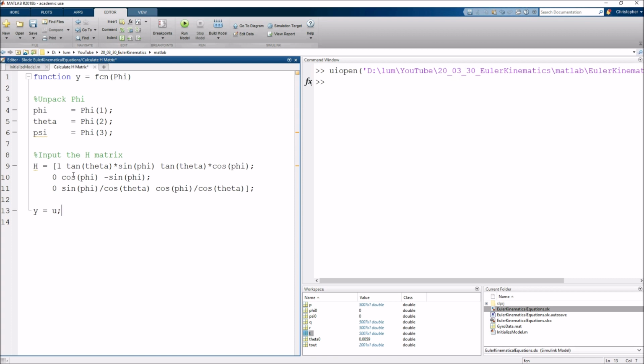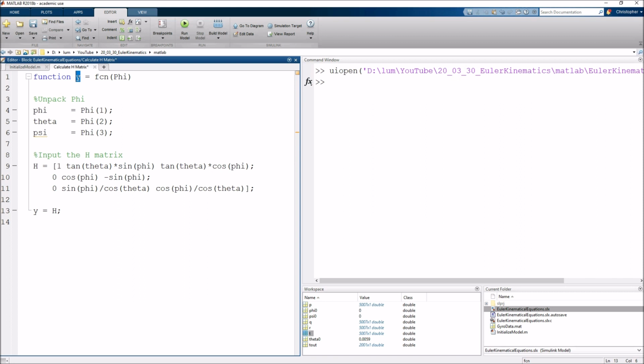The other thing I'll call out here is, on the board, it might have looked like sine phi plus theta, but it's actually sine phi tan theta. My T on the board sort of looked like a plus sign, but this is explicitly what I was trying to write up there. This element up here in the first row should read 1, then tangent theta times sine phi, then tangent theta times cosine phi. That's it. And then I think the output of this is just the H matrix here. So that should be enough.